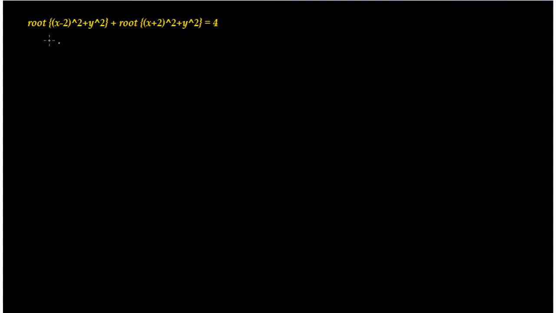Hi. We have a question at hand. Root of (x minus 2) square plus y square plus root of (x plus 2) square plus y square is equal to 4. Now, how to solve this one?